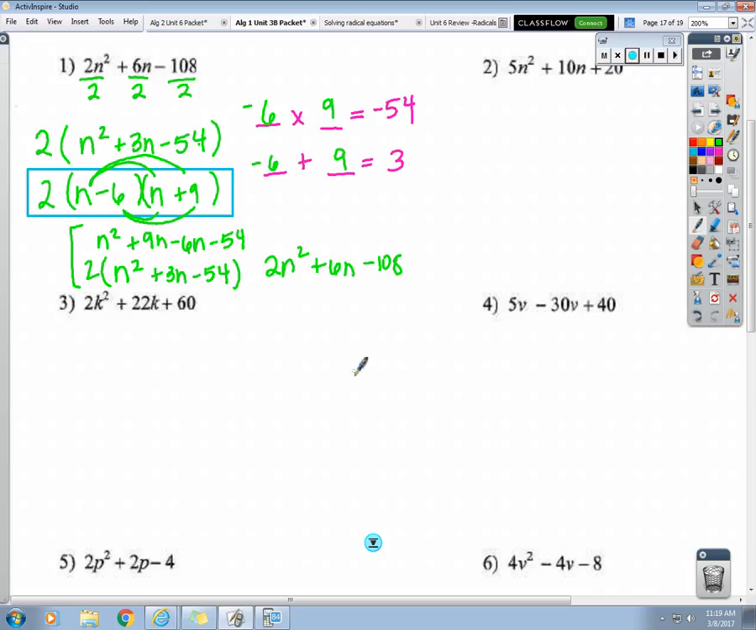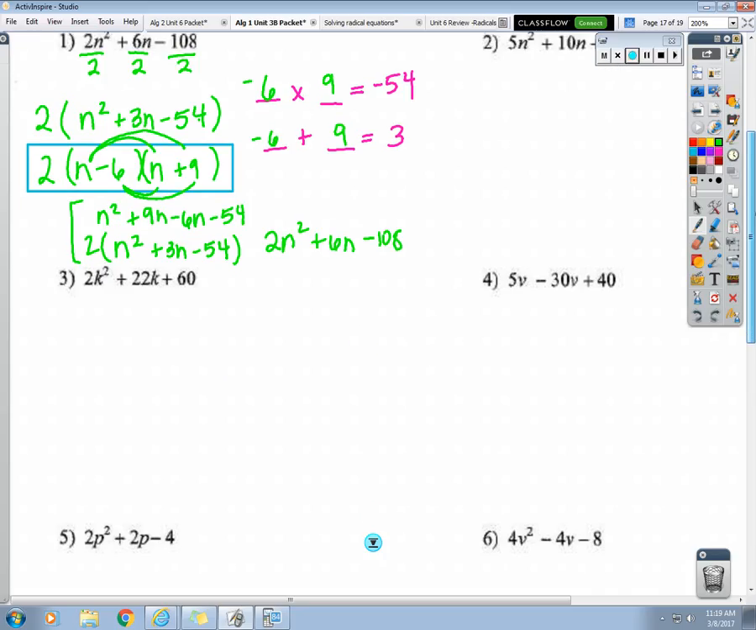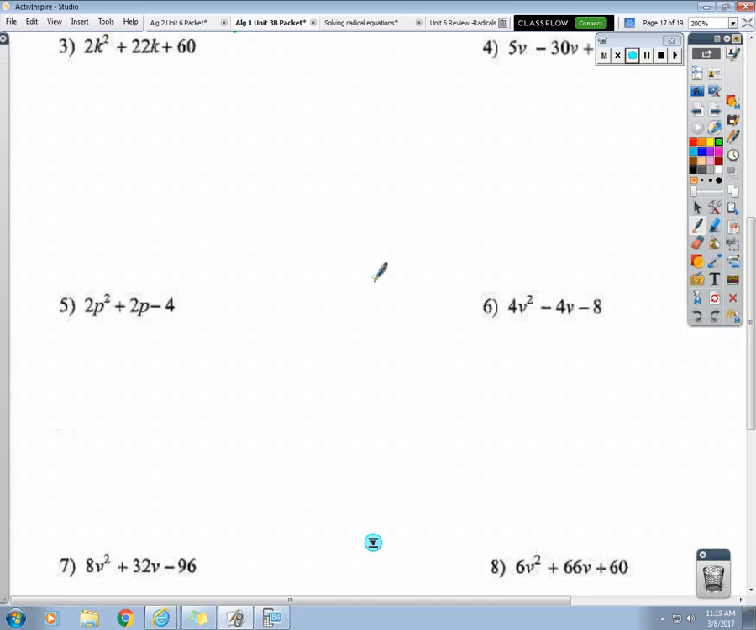All right, number 3. Okay, this time for number 3, what is the leading coefficient this time? 2. Is 2 also a greatest common factor for this trinomial? Yes, because it can be divided out of all 3 of these terms evenly.